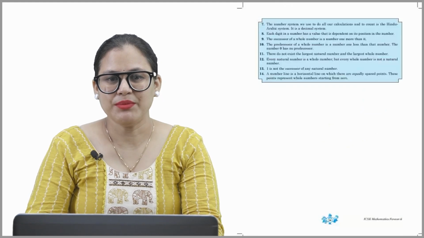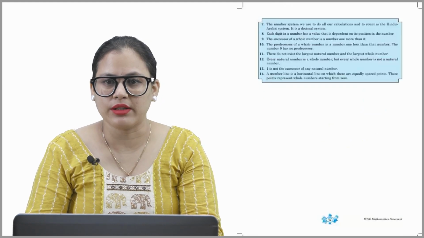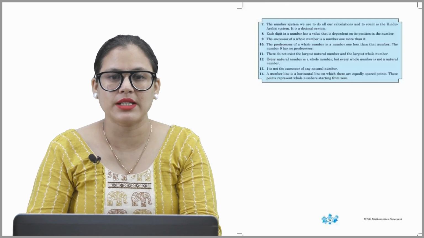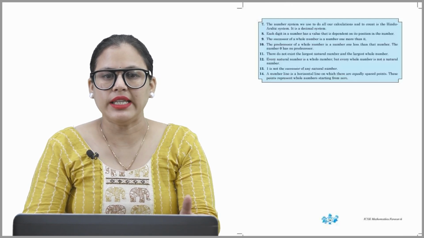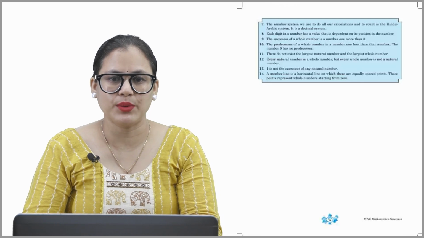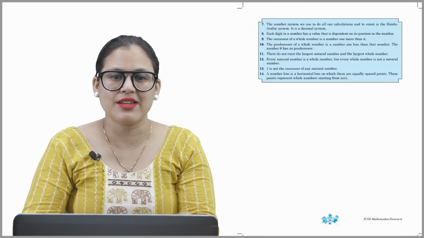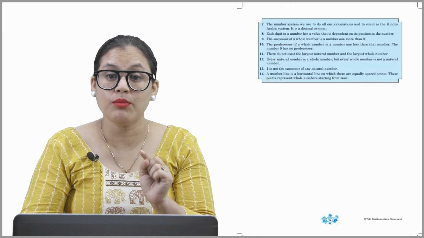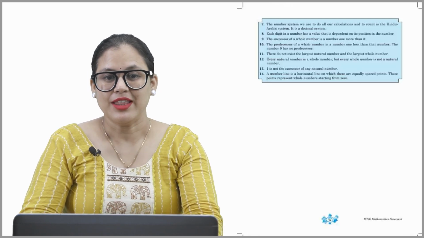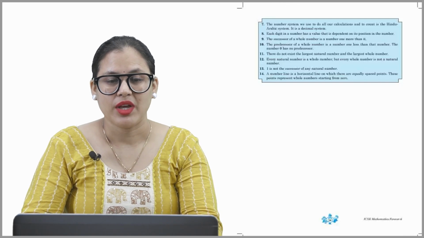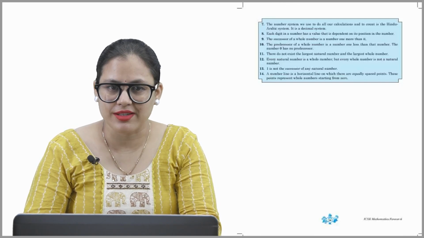Number 7. The number system we use to do all our calculations and to count is the Hindu-Arabic system. It is a decimal system. 8. Each digit in a number has a value that is dependent on its position in the number. 9. The successor of a whole number is a number 1 more than it. And the predecessor of a whole number is a number 1 less than that number. The number 0 has no predecessor.